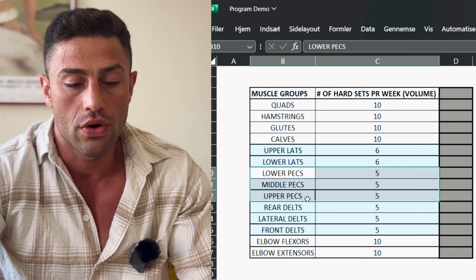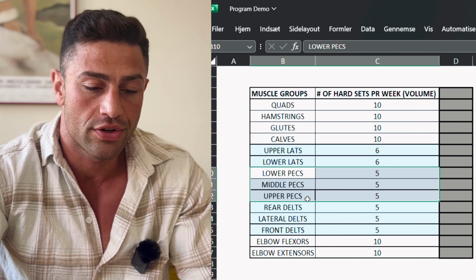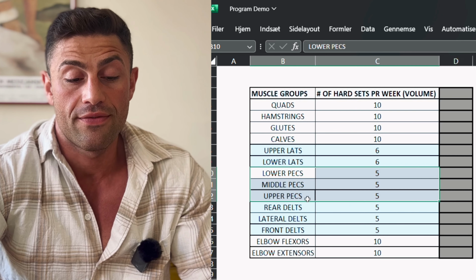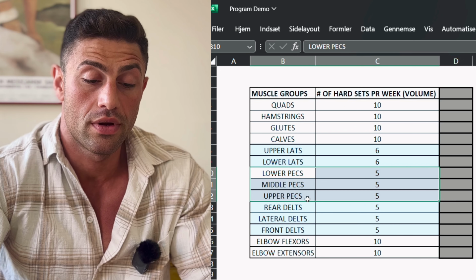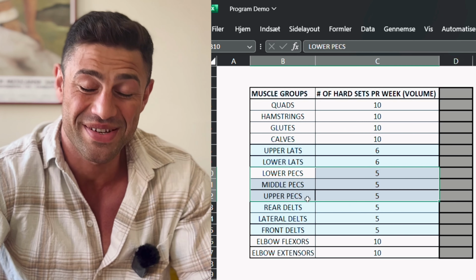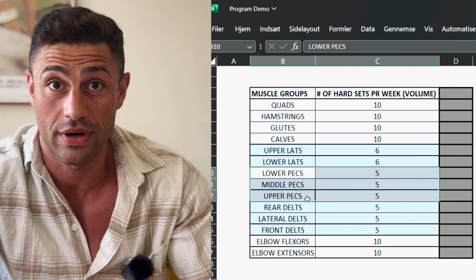And moving up to shoulders, we have the rear delt, lateral delt, and front delt. We have 10 sets for elbow flexors and 10 sets for elbow extensors. Moving on to the program itself.